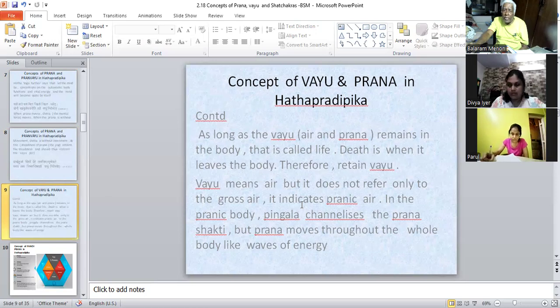In the pranic body, Pingala channelizes the prana Shakti, but prana moves throughout the whole body like waves of energy. Here, the prana is moving through the Sushumna Nadi. When it moves through the Sushumna Nadi, it circulates the entire body. When it moves from Ida to Pingala and from Pingala to Sushumna Nadi, then only the prana vayu moves to the entire parts of the body. Okay.